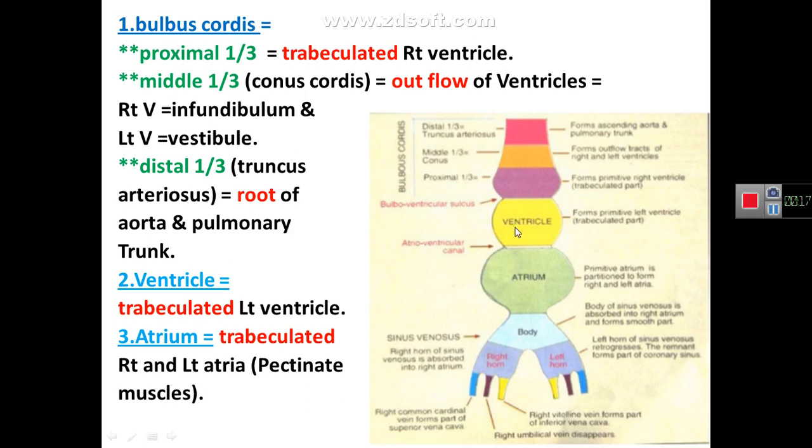Regarding derivatives of the second part of the heart tube, which is the ventricle, this part will form the left ventricle, and of course it will be the trabeculated left ventricle that contains the trabeculae carneae. You can see that the proximal one-third of the bulbus forms the right ventricle, while all this ventricle will form the left ventricle. The common atrium of the heart tube, the third part, will later on divide into two and form the right atrium and left atrium. Although they are called the trabeculated right atrium, they contain muscles that are called pectinate muscles.